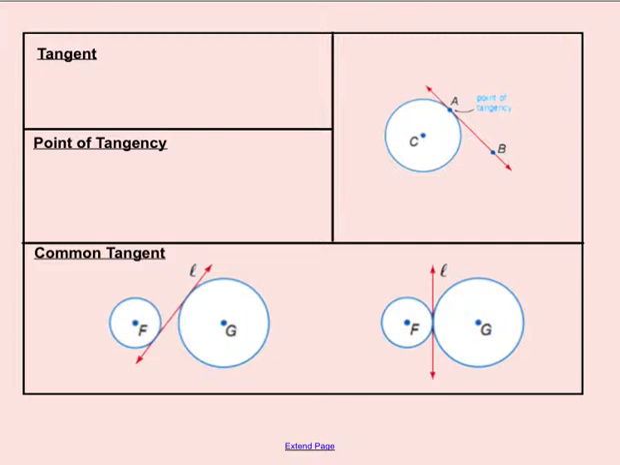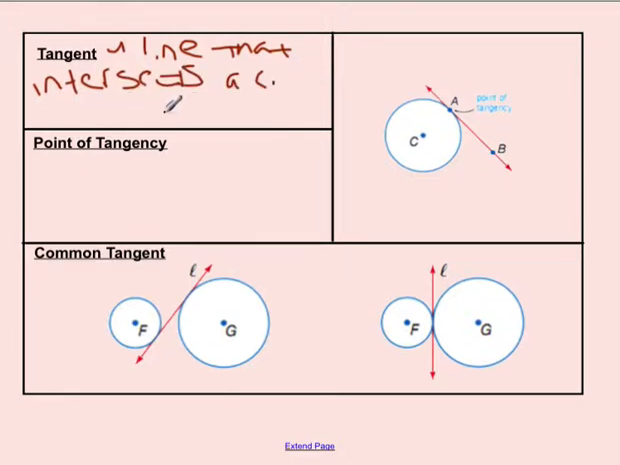So, what is a tangent? A tangent is a line that intersects a circle at exactly one point. Okay, so it has to be at exactly one point. It can't be at two, then it's not a tangent.